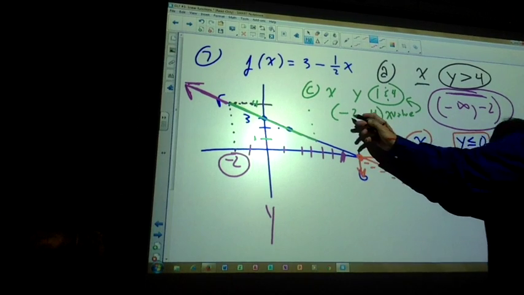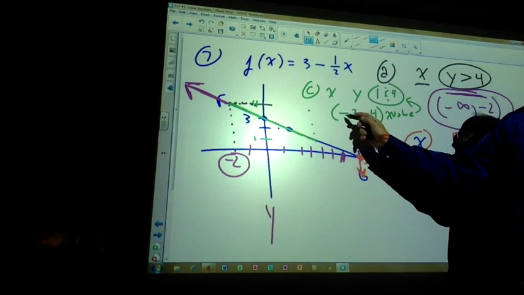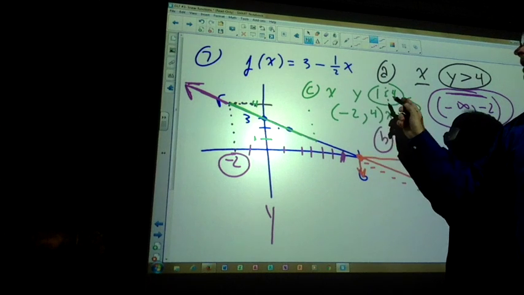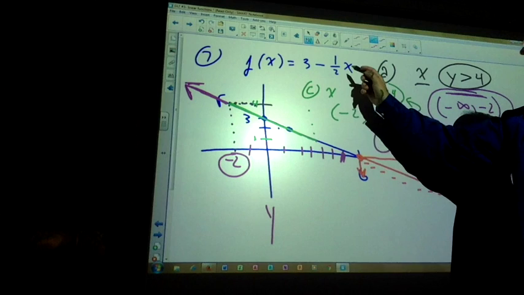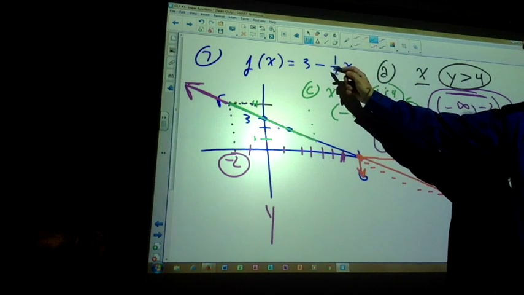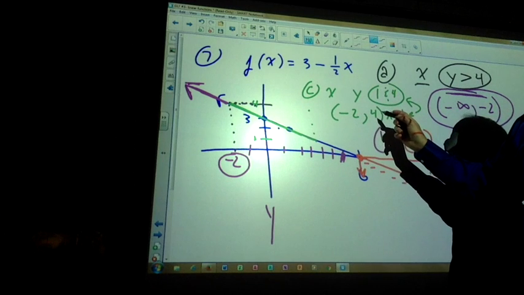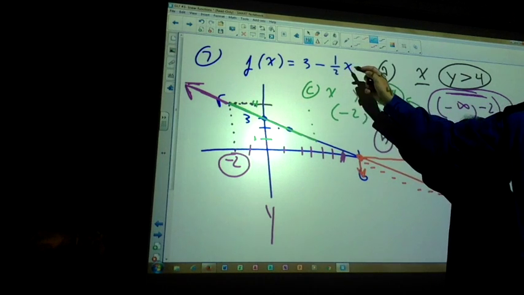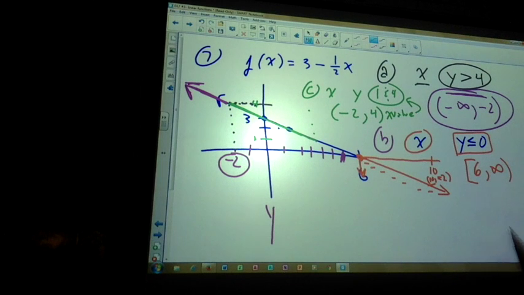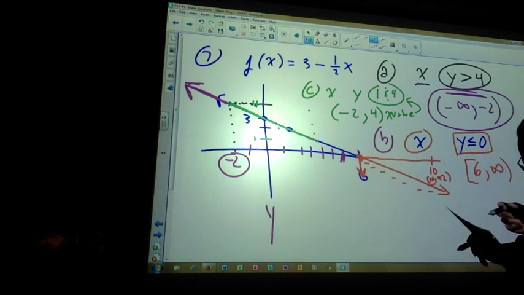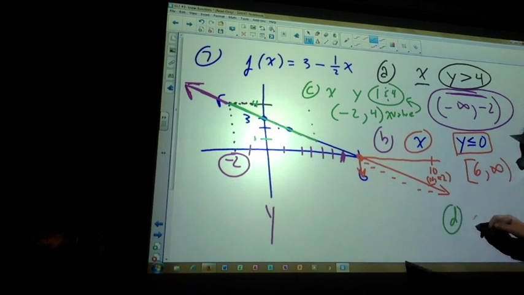So if I were to go negative 1.99999 and plug it in, that gives me a value between 1 and 4. If I take 0, plug it in, I get 3 minus 0, which is 3. That's between it. If I plug 3.9999 in here, I'm going to get a value between 1 and 4 in the y direction. And then, there's two letter C's, huh? I guess that's supposed to be a letter D.